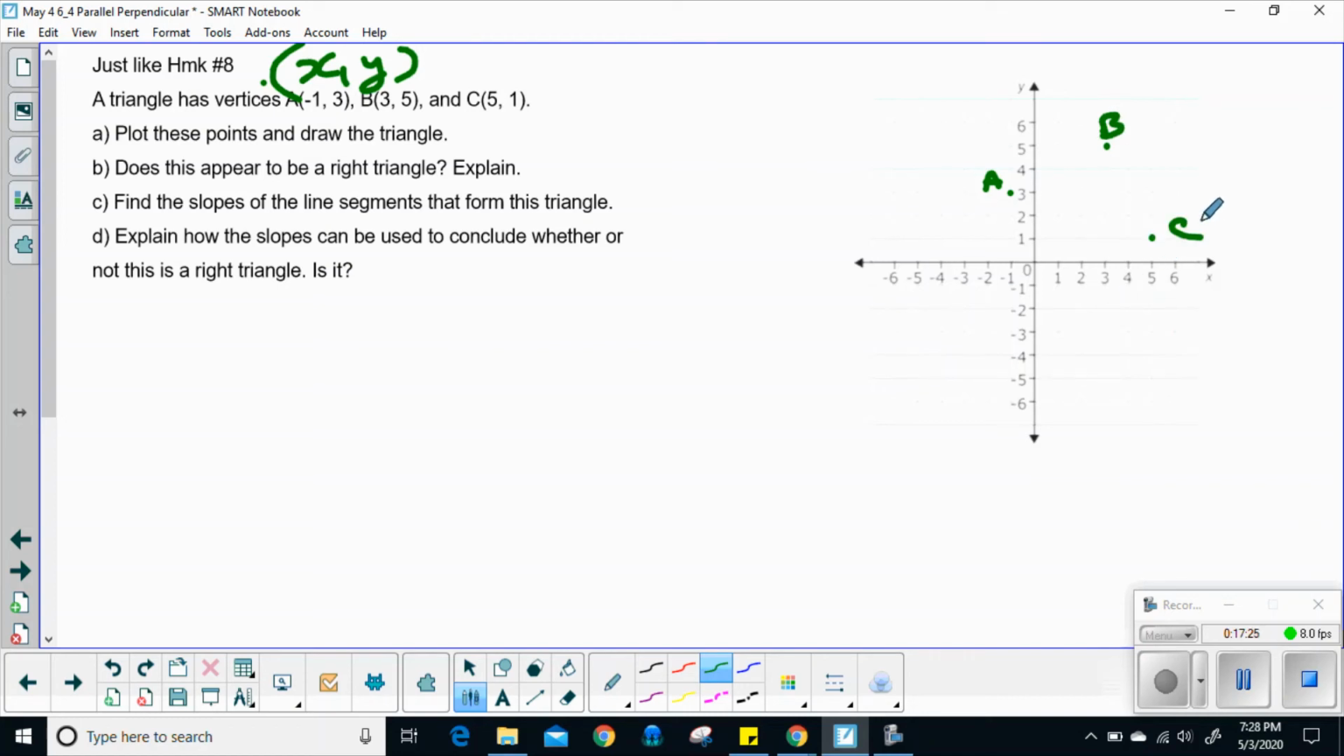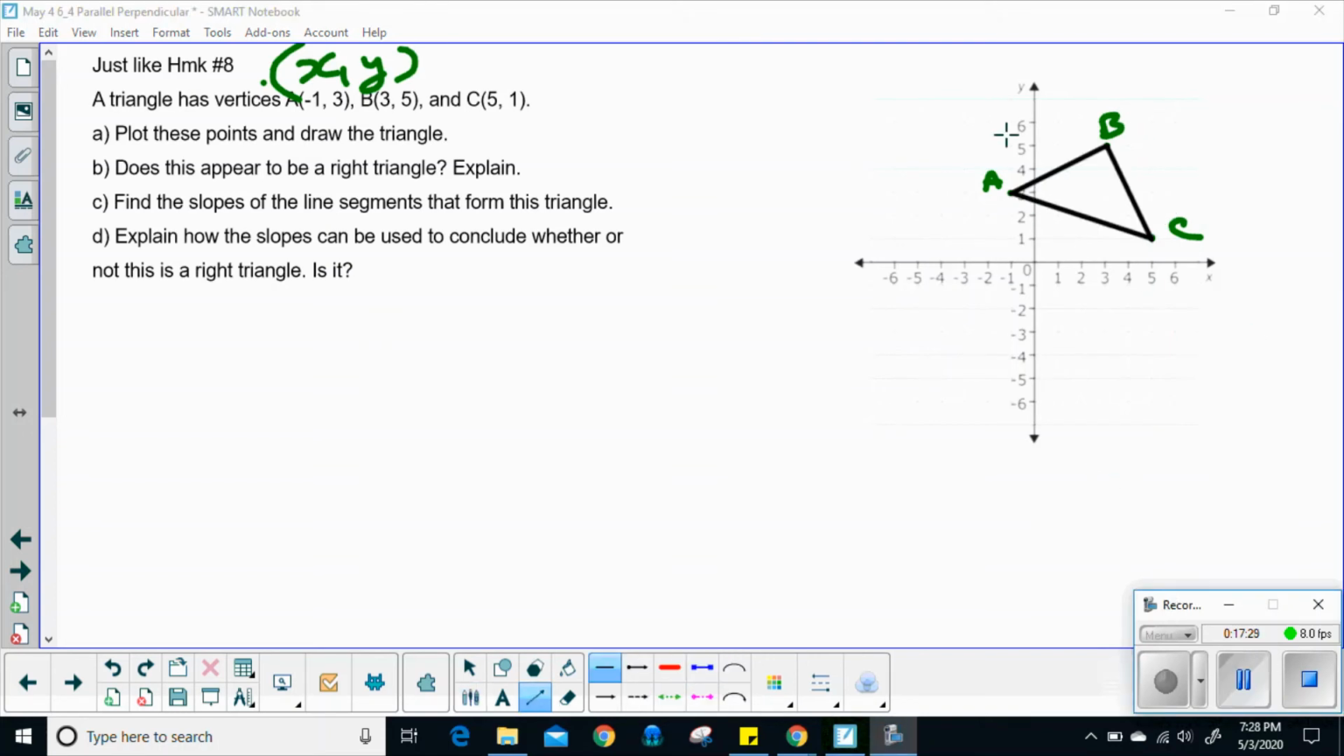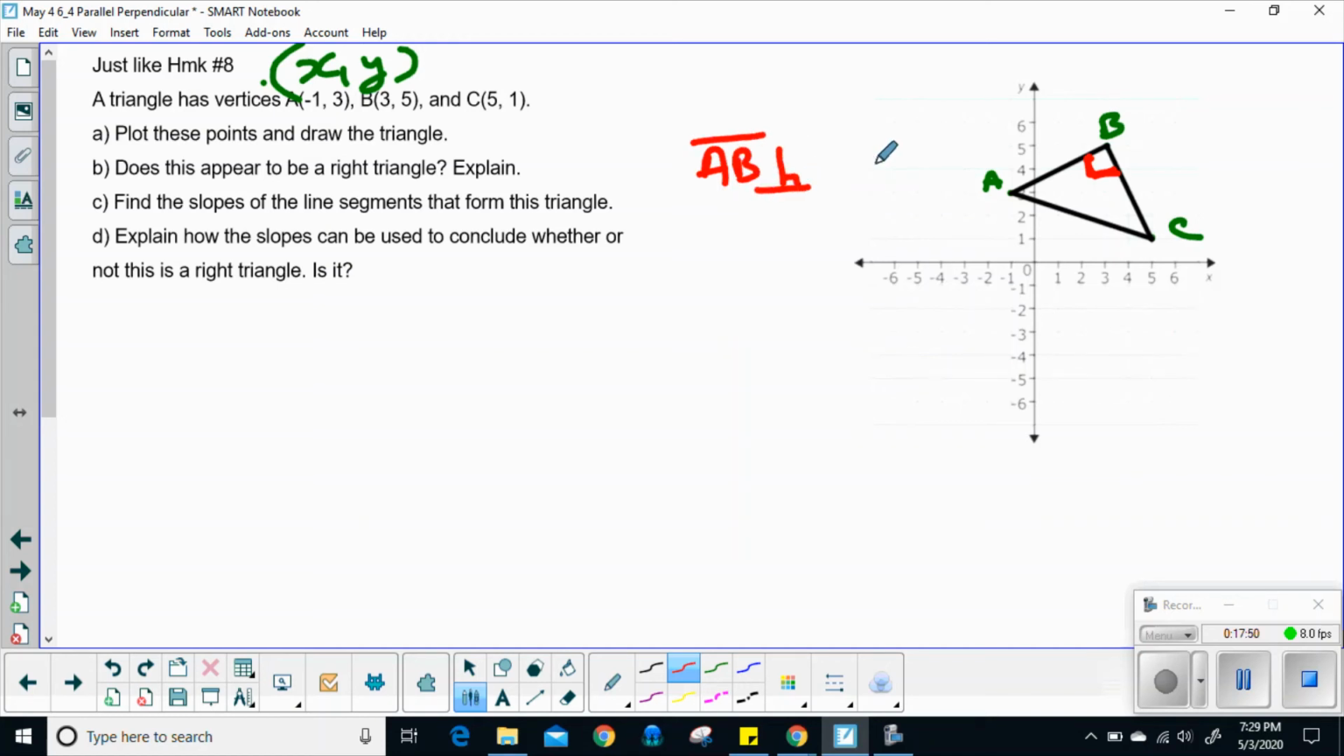So we turn these into a triangle. There's my lovely triangle. And what we want to figure out is whether or not this is a right angle triangle. So is one of these angles 90 degrees? Inspecting it, I would say that our best bet for a 90 degree would be up in the corner, vertex B. So that means we have to figure out if line AB is perpendicular to line BC. That's the question we're looking for here.